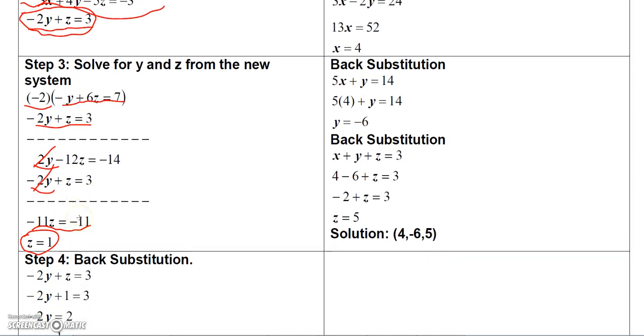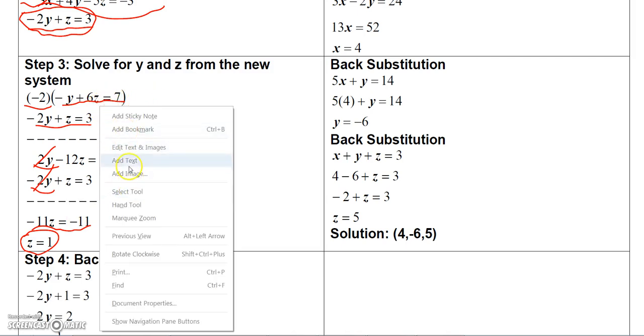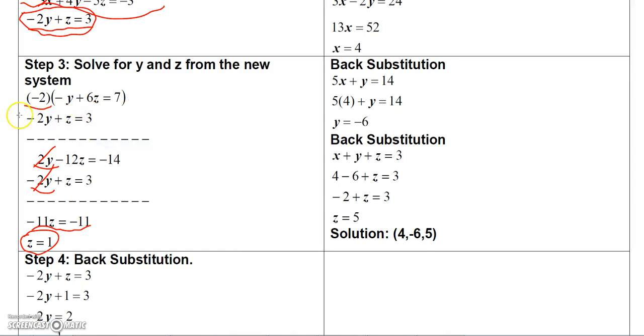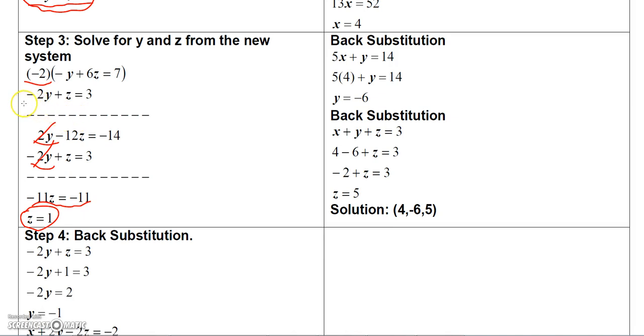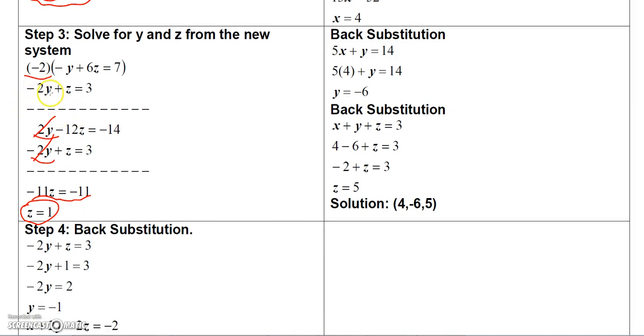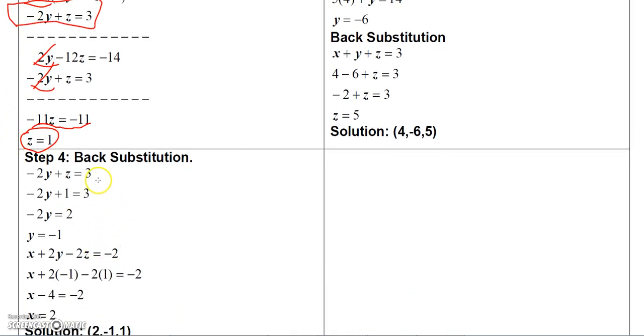I can actually go back to one of these equations, it doesn't matter which one. I can go back to either this equation or this equation and plug in my z value and then solve for my y value. So it looks like I'm going to plug it into this equation. So I'm going to use this equation, minus 2y plus z equals 3.